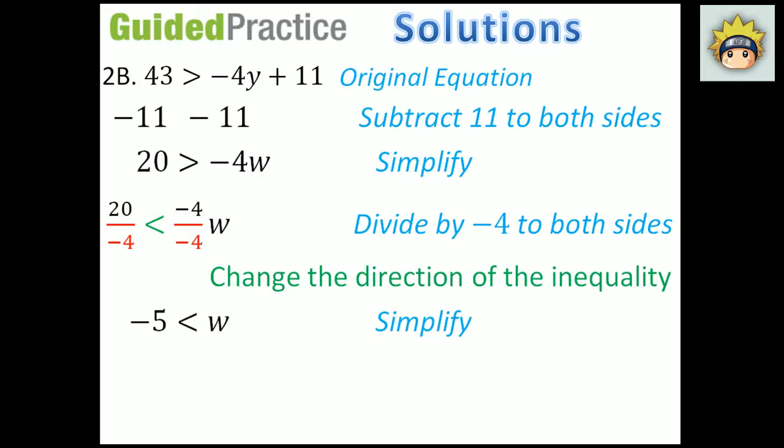So, let's simplify. 20 divided by negative 4 is a negative 5. On my right hand side, negative 4 divided by negative 4 is just a w. So in my set notation, I would say w is greater than negative 5.